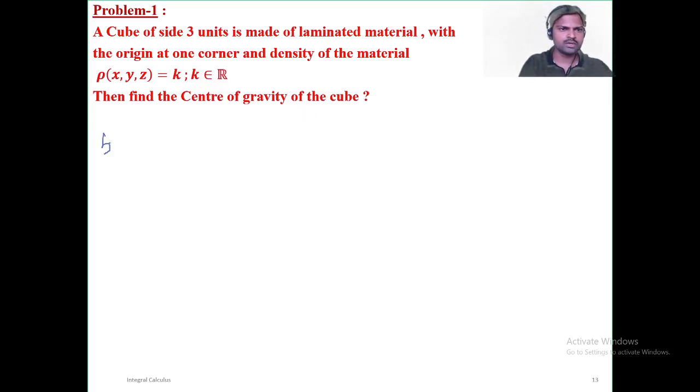So first let us look at its total mass. This is the cube. It has 3 units of length, so this length is 3 units. Assume this is the x-axis, this is y, and this is the z-axis. This length is 3 units, and this length is 3 units. It has one corner at the origin, right? So this is one corner, so this is the origin. And this length is also 3 units. All the lengths are equal, so that's why it is a cube.